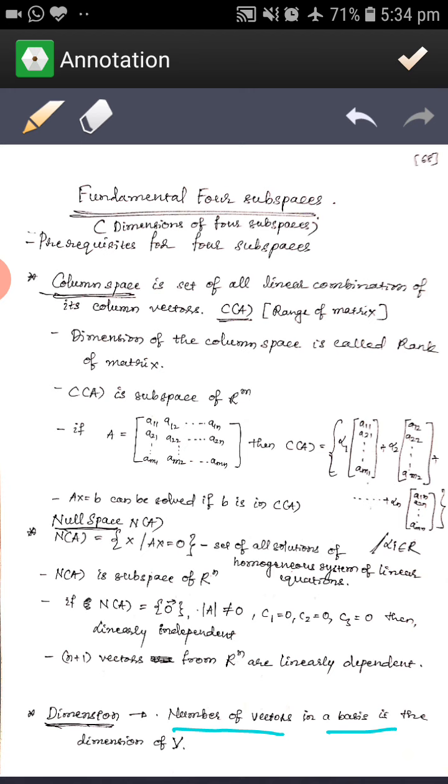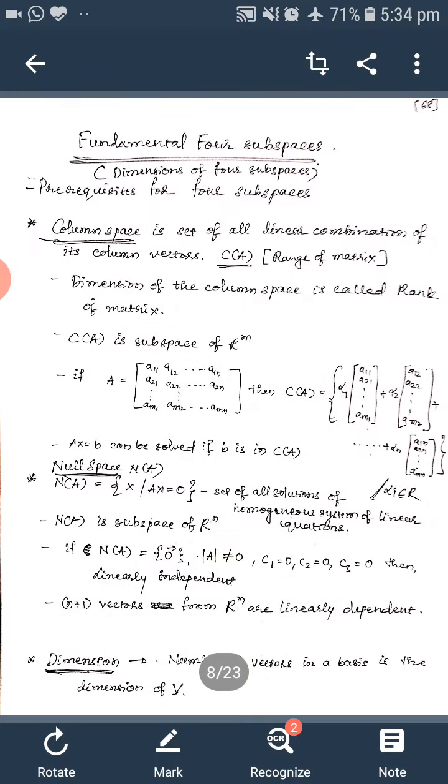There will be a matrix, you will equate to some unknown values, like b vector basically, so b1, b2, b3, so that we will calculate the values in terms of b1, b2, b3. Then the number of vectors in the basis, that we call as the dimension. Okay, so now we see the two spaces, column space and null space.